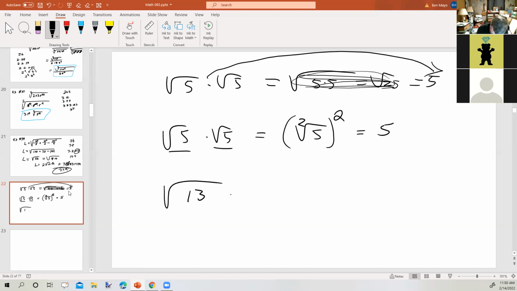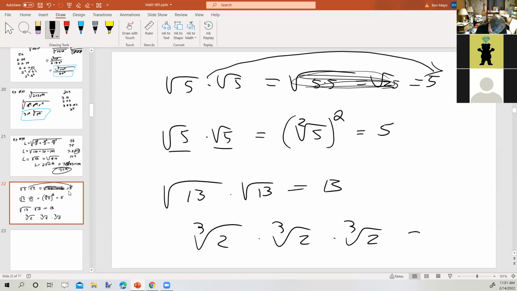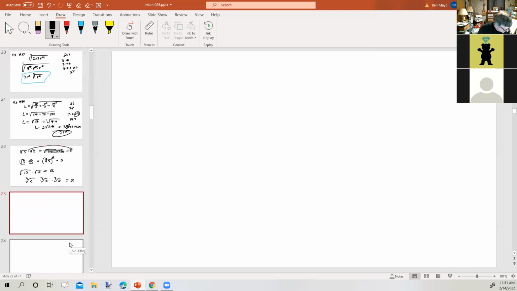What about the square root of 13 times the square root of 13? That would be 13. What about the cube root of 2 times the cube root of 2 times the cube root of 2? Well, since I've got 3 factors of the cube root of 2, that would be 2. Any questions about that? All right, well, if there are, we'll find out here shortly. It says multiply and simplify. All variables represent positive real numbers. I've got the square root of 3 times the square root of 15.